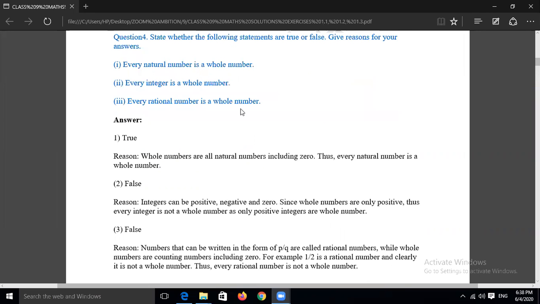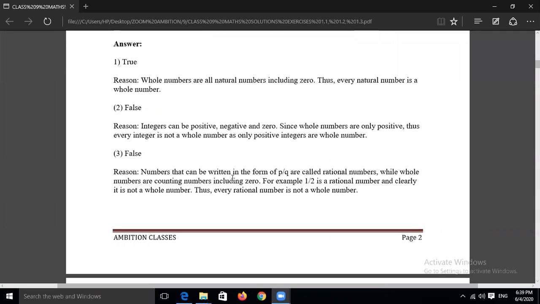Every rational number is a whole number? No. Whole number starts from 0, but a rational number can be 1 upon 2, minus 1 upon 2, because integers can be minus or plus. So this is false. Numbers that can be written in the form of P upon Q are rational numbers, while whole numbers are counting numbers including 0. So 1 by 2 is a rational number, and clearly it is not a whole number. So thus every rational number is not a whole number.